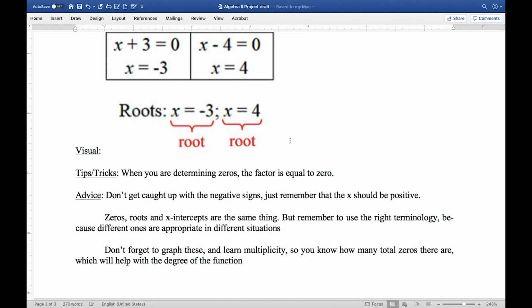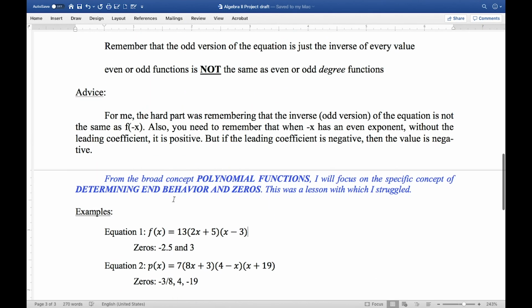Also, zeros, roots, and x-intercepts are the same thing. Just remember to use the right terminology because different terms are appropriate in different situations. And don't forget to graph these and learn multiplicity so you know how many total zeros there are, which will help with determining the degree of the function. So that wraps up my second point, determining end behavior and zeros from a factored function.